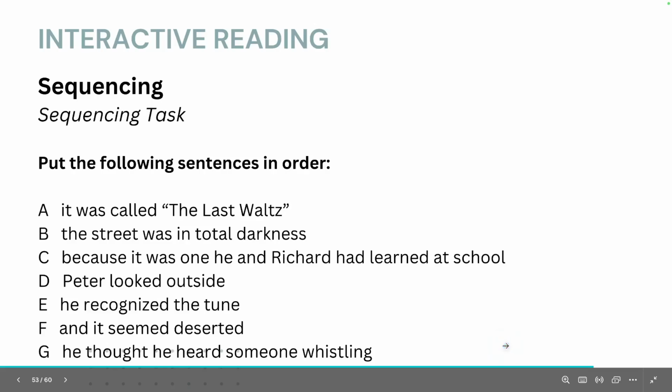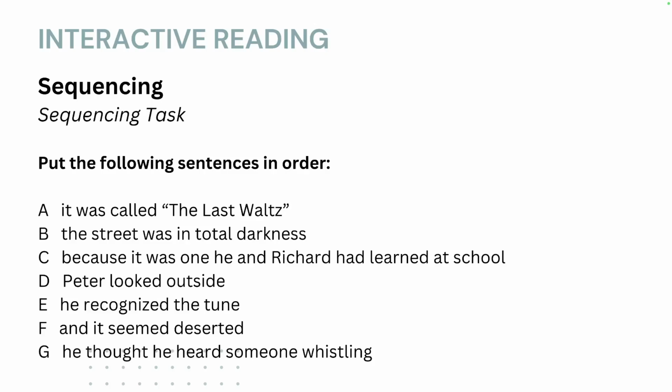Okay, for interactive, you can also do sequencing. So for example, put the following sentences in order. If we were in the classroom, I would have asked you to do this because I find this to be a very interesting task. If you do it, you may find that there's actually more than one way to put these sentences together. And so as a teacher, if you're ever going to do ordering, make sure you do it by yourself and you try to determine how many correct answers there are.